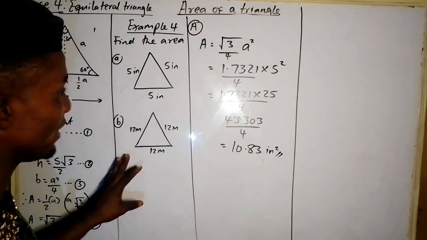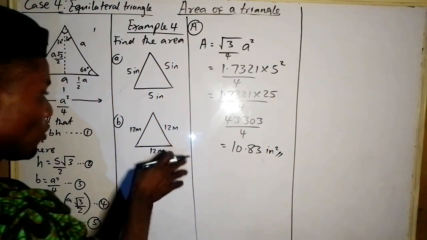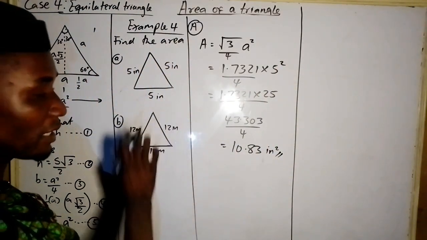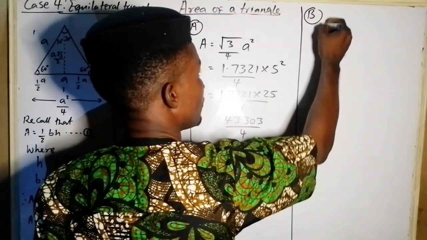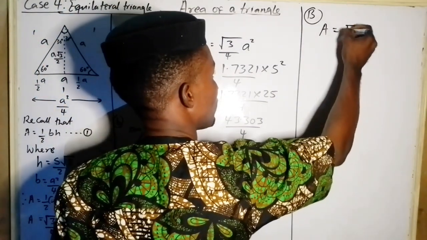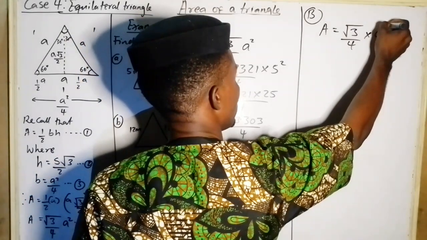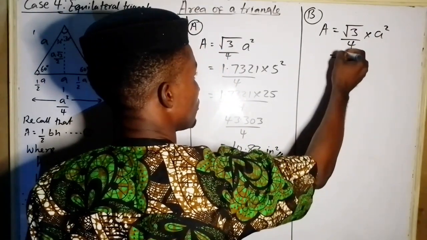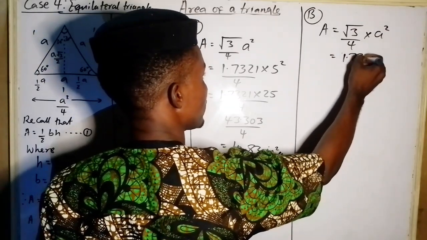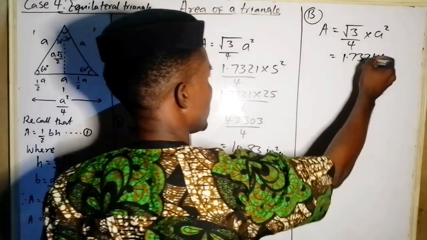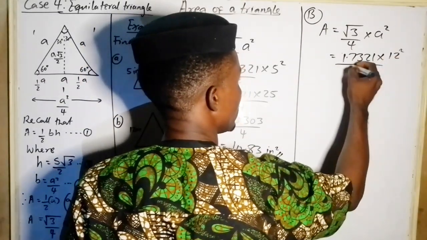So let's find the area of the second question, which involves 12. All sides are given to be 12 meters. So let's find the area. Your area equals square root of 3 over 4 times your A square. Square root of 3 is giving us what? 1.7321 times 12 raised to power 2 divided by 4.